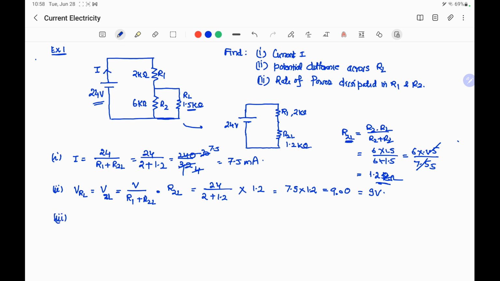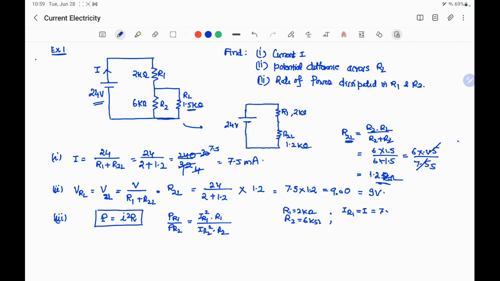Third, we have to find the rate of power dissipated in R1 and R2. Power dissipation rate is I square R if I is flowing through the resistor R. Therefore, power dissipated in R1 divided by power dissipated in R2 will be equal to current in R1 square into R1 divided by current in R2 square into R2. Here we know that R1 is given 2 kilo ohm, R2 is given 6 kilo ohm, and IR1 is the same as main current I, and this current is 7.5 milliampere.